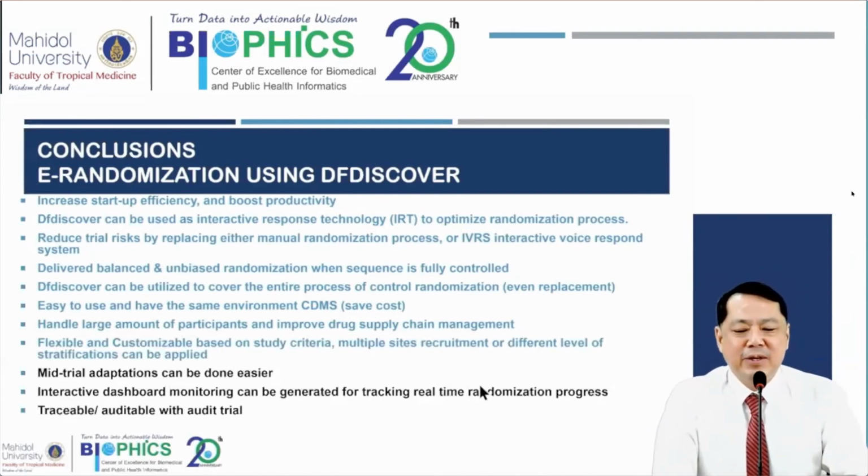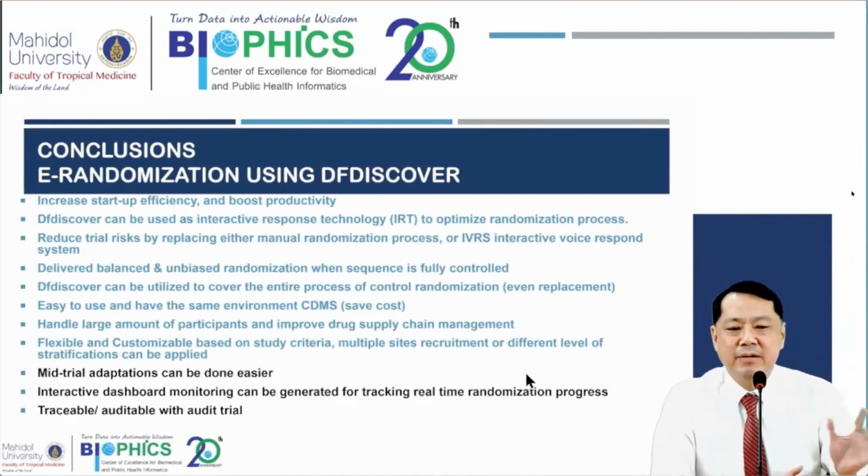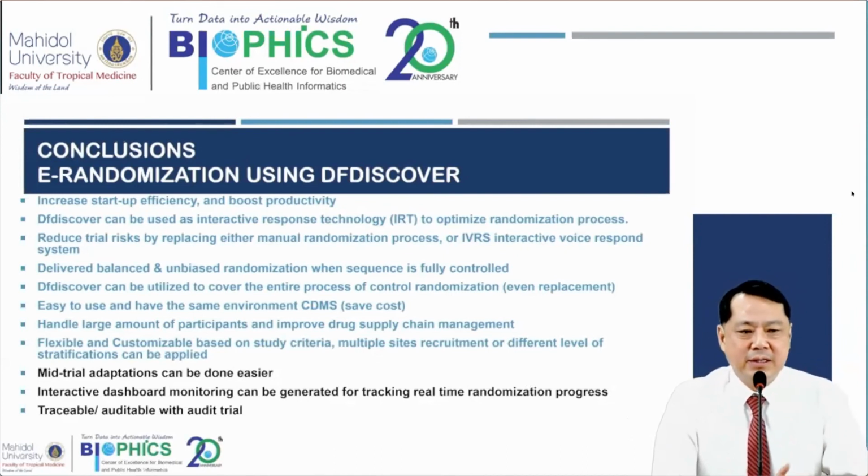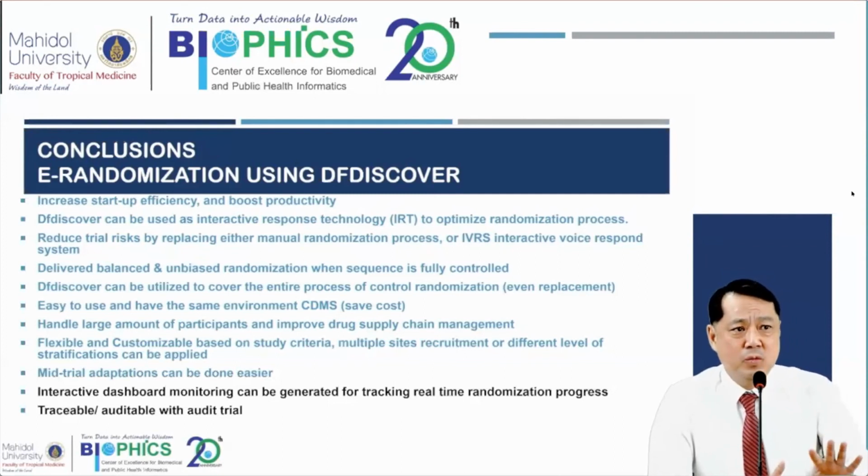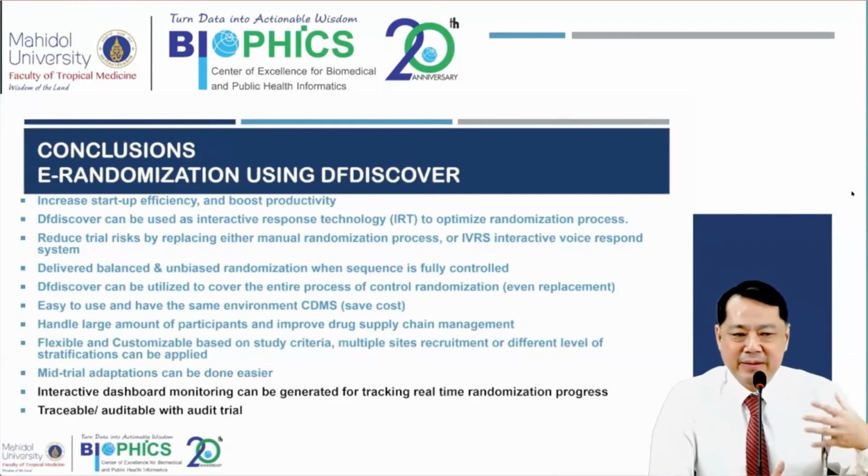And it is flexible and customizable, as I showed you, it depends on the number of randomization lists that you can generate per study criteria. So you can handle it no matter how complex the criteria are, as you can generate based on the list. Even mid-trial adaptation can be applied if you want to change something in the middle. You can do that, not that difficult.